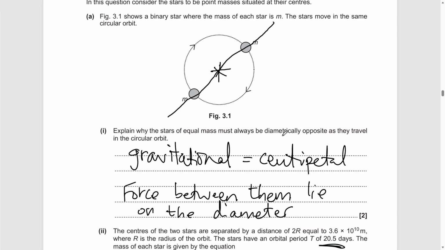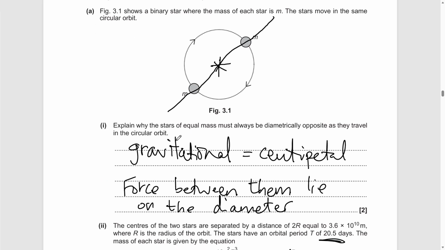For this question, why the stars of equal mass must be diametrically opposed. You need to say that the gravitational force is the centripetal force. The force between them lies on the diameter.